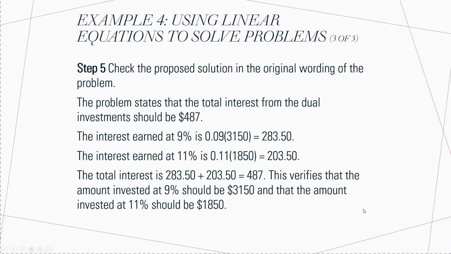So check if this makes sense. If you take 9% of 3,150 and 11% of 1,850 and add those two together, you do get the 487. So this verifies the amounts that you invested.